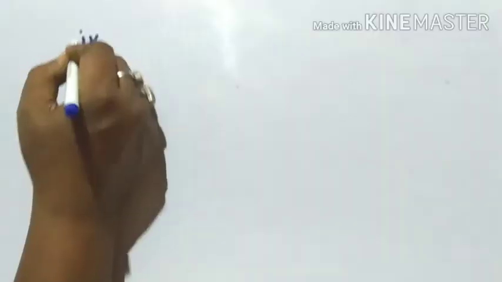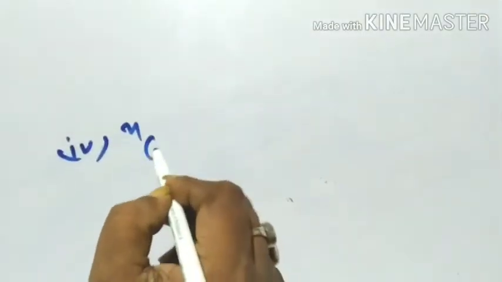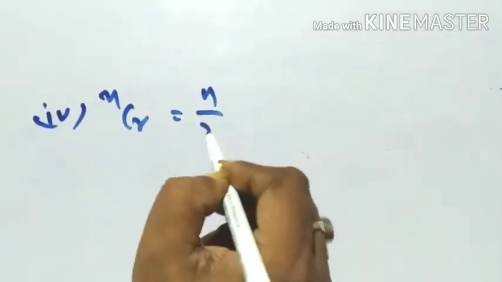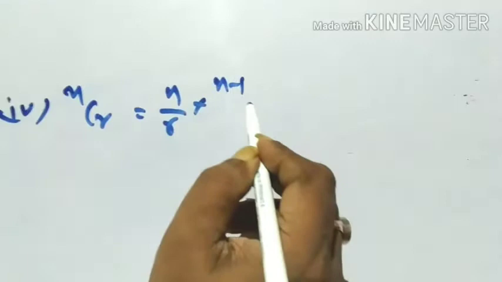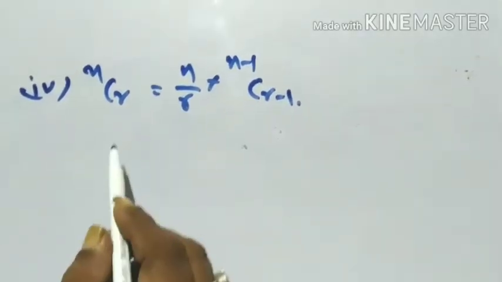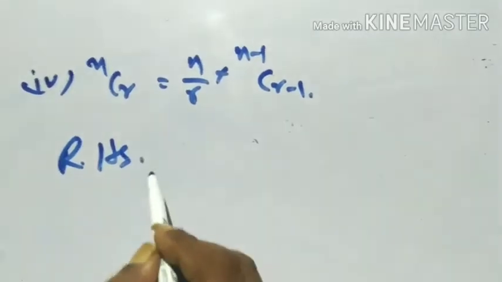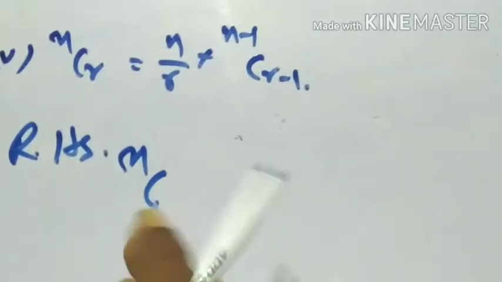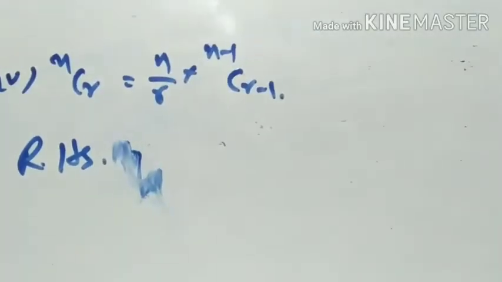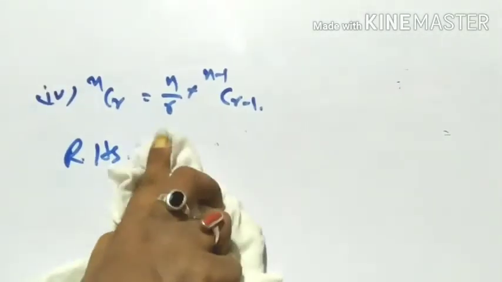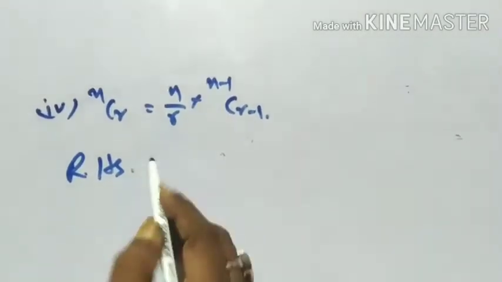Now I am going to another proof. There is one more proof. Two proofs are left here, so I am going to the proof now. That is nCr is equal to n by r into (n minus 1)C(r minus 1). Here I will move from the right hand side, because from the right hand side it becomes easy for me to prove it.